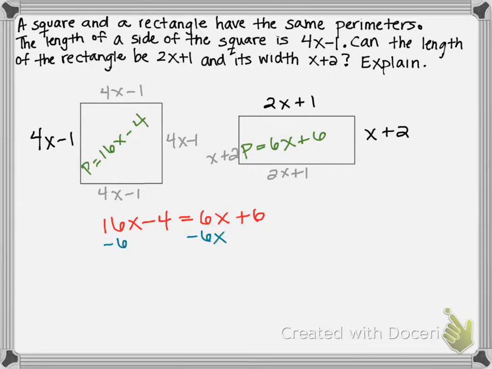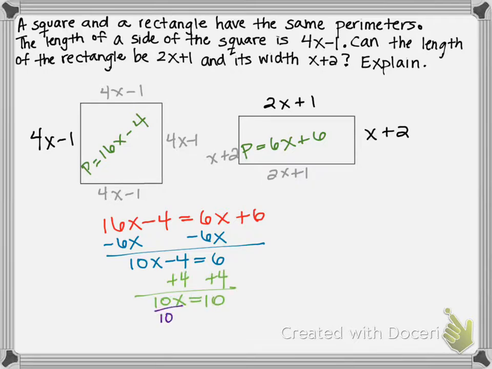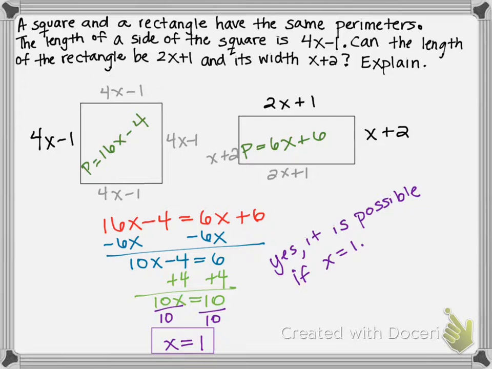So, I'm going to subtract 6x from both sides. I'm left with 10x minus 4 equals 6. I add 4 to both sides. 10x equals 10. And divide by 10 so that x equals 1. So, because I was actually able to get a positive answer, then yes, it is possible for those to be the side lengths of that rectangle if x equals 1. And that's all you have to write as your answer.